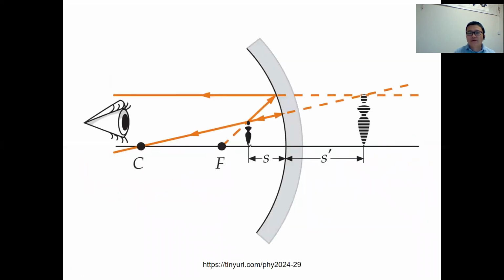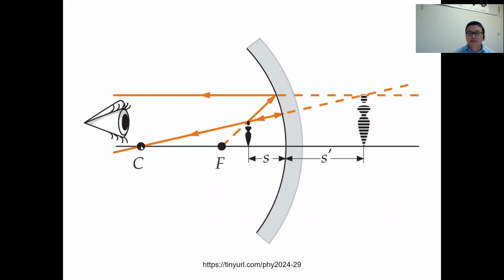If you have an object that is within the focal length of the mirror, somewhere here, you can pick the top of the object and draw two rays again. Just pick two rays. So this is a focal ray. The focal ray appears to be coming out of the focal point, hits the mirror, and then it will get reflected back parallel to the central axis.